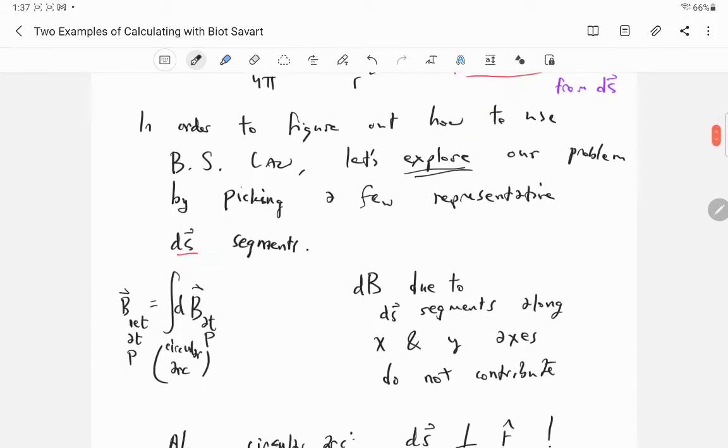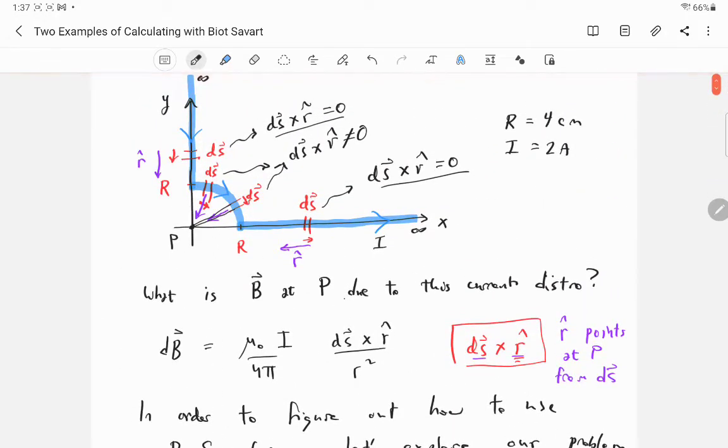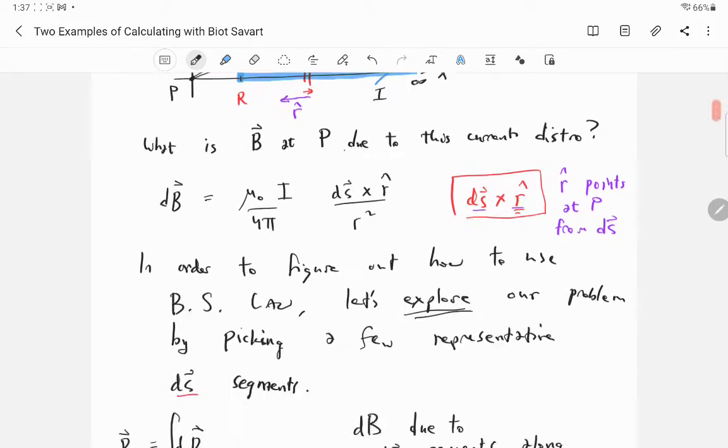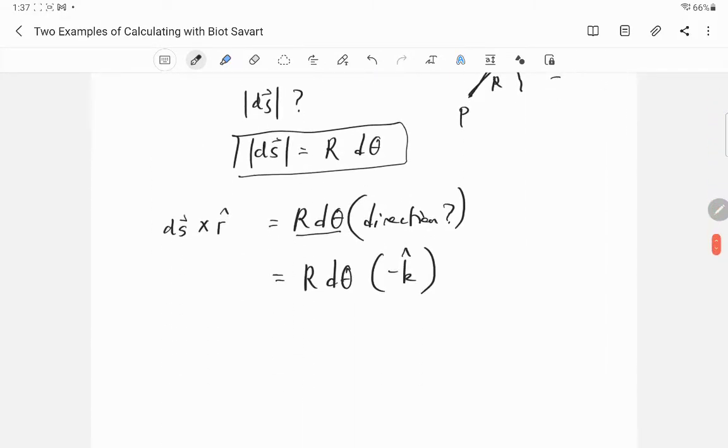So it turns out that the cross product everywhere along this circular arc is the same value, actually, negative k hat. Okay, so ds cross r hat has magnitude r d theta and direction negative k hat everywhere along the arc.